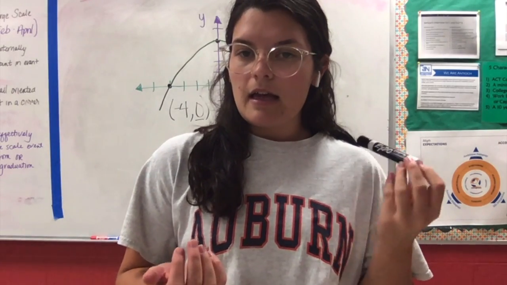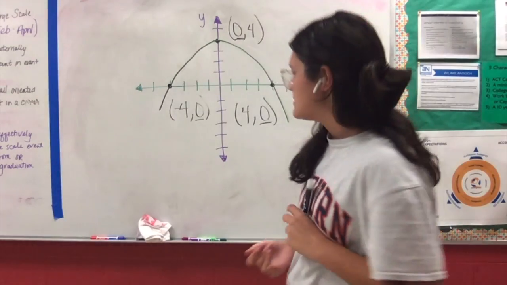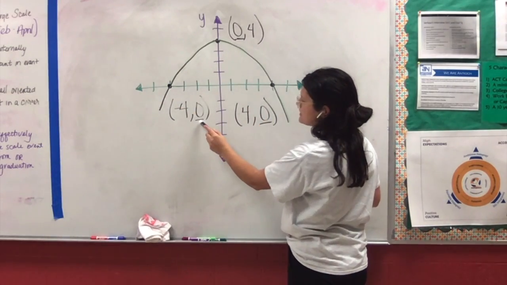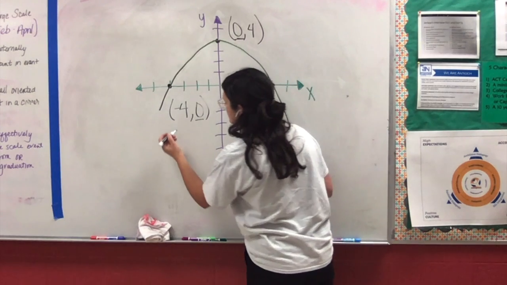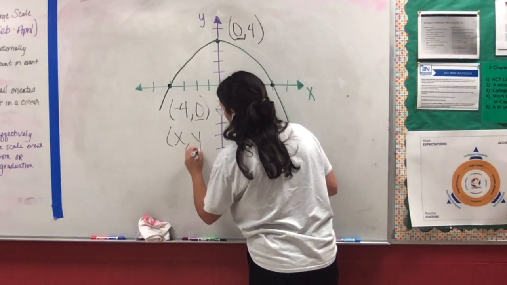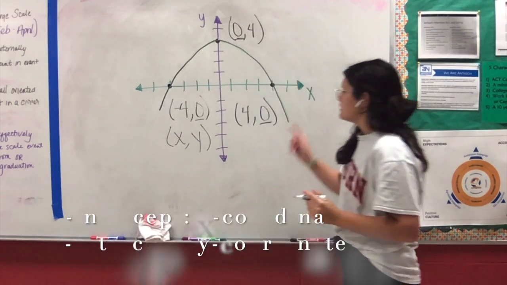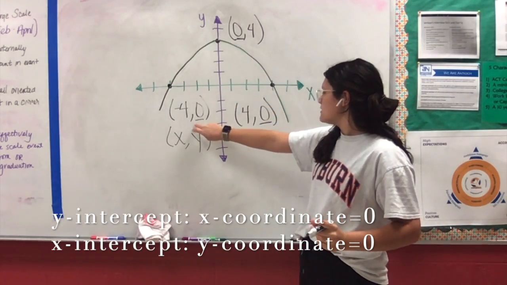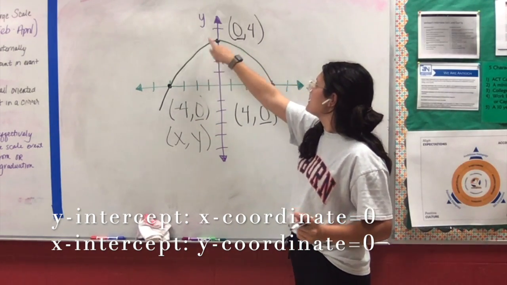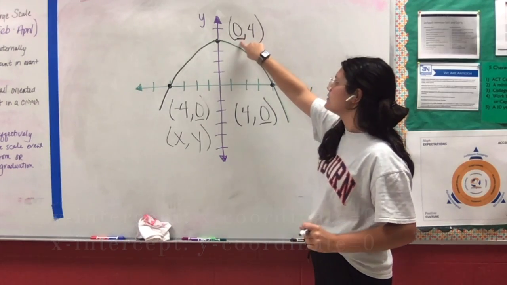So anytime it crosses the x-axis, the y is going to equal 0. And we know for our coordinates, this first number is always the x, the second number is always the y. So in our x-axis, the y is always going to equal 0. And in our y-intercept, the x is always going to equal 0.